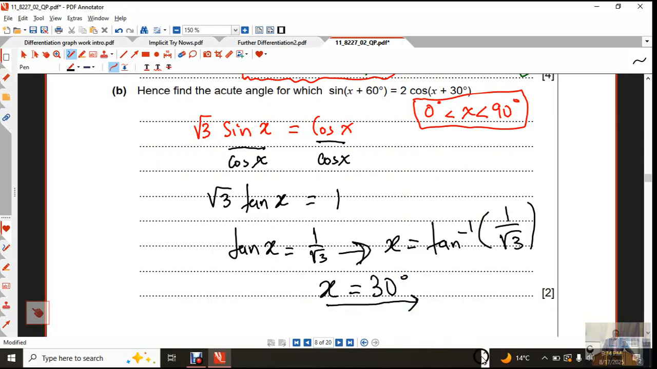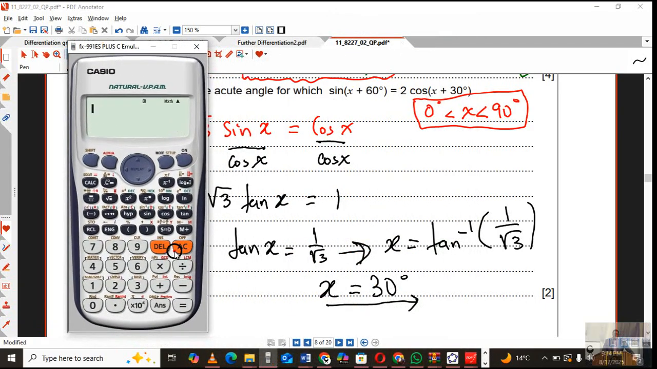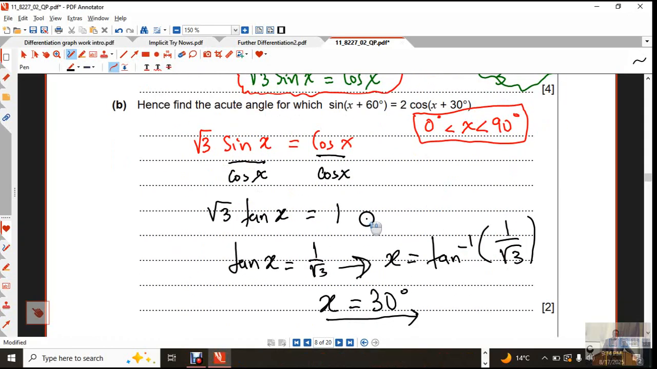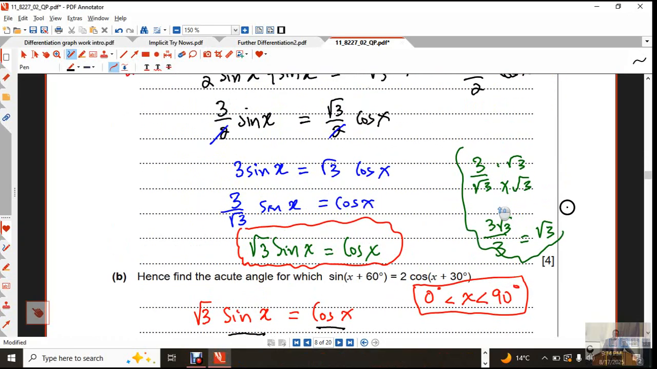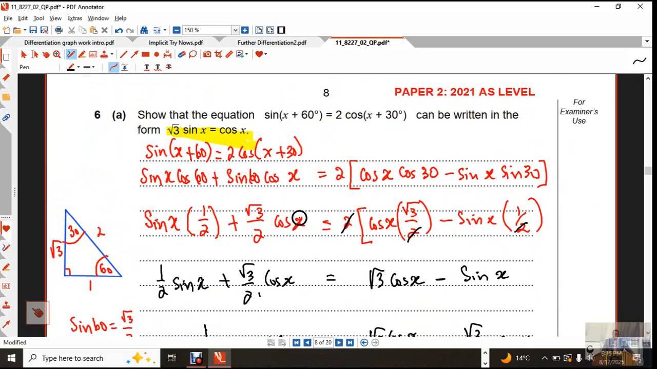Angle x, well, you can use a calculator. You will find that angle x is 30 degrees from special angles, but you can actually punch into your calculator the inverse tangent of 1 upon root 3, which is just equal to 30 degrees. And that is the answer for that acute angle. Good. Right, you can always go back and try the questions on your own and definitely see how I managed to solve them.